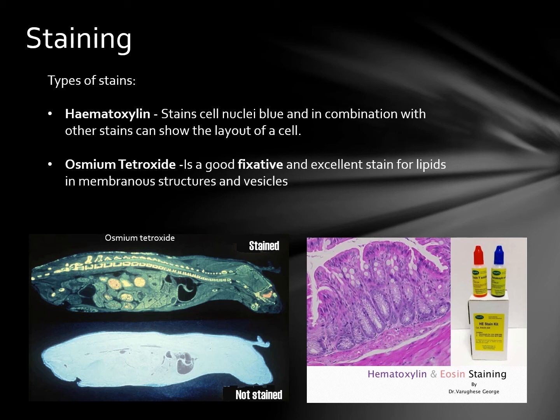The next few stains that we will mention are hematoxylin and osmium tetroxide. Hematoxylin stains cell nuclei blue, and in combination with other stains can show the layout of a cell. It usually is paired with something like eosin. Osmium tetroxide is a good fixative and excellent stain for lipids in membranes and structures in vesicles.